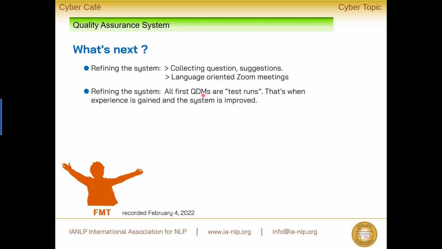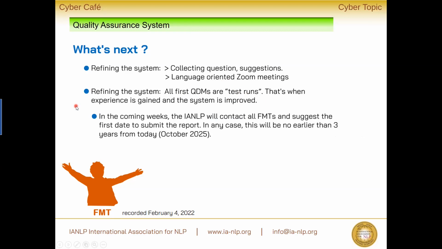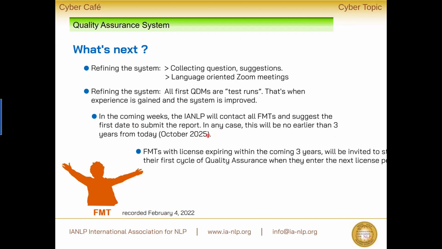All first quality development meetings are test runs. So whenever you are doing yours, this is in 3 years at the earliest. It's a test run. That's when you gain experience, the system is improved. So let us know what needs improvement, please. In the coming weeks, we will send out first dates, suggestions. It will be not earlier than October 2025, 3 years from now. If the date does not fit your needs, let us know. Then we change the date.